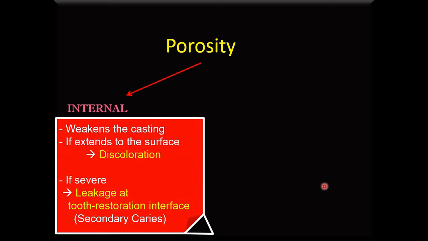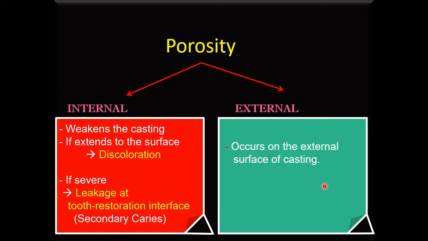Now coming on to porosity. So where is porosity most likely to occur? We have both internal and external porosity. External is present on the external surface of the casting, internal on the internal surface. It weakens the casting, and if it extends to the surface, it will cause discoloration, and if it is severe, it can cause leakage at the tooth restoration interface. That is, it may cause secondary caries development.